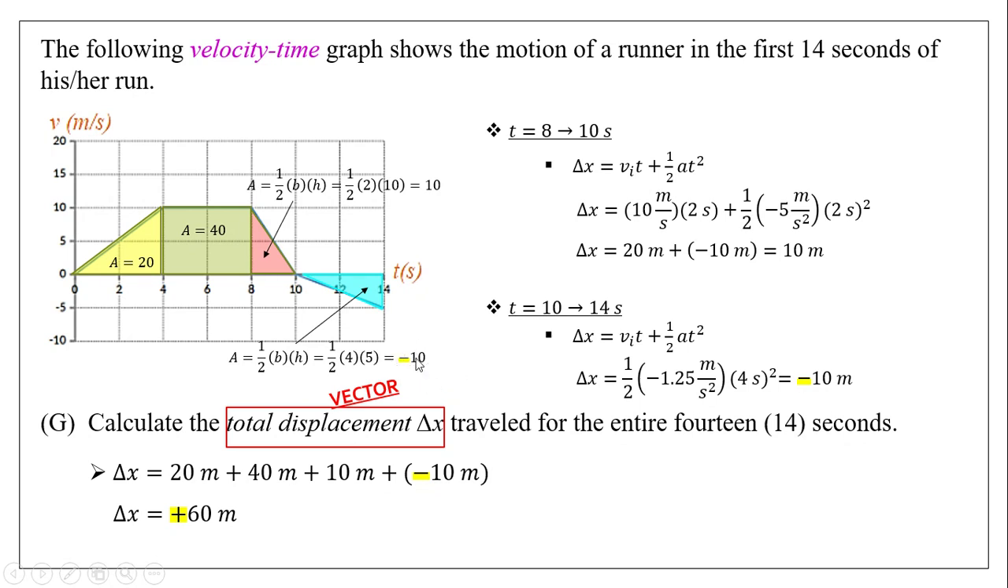Okay, so you just have to differentiate between distance versus displacement. Distance, you add up all the areas because you cannot have negative distance. Displacement is a vector, so you can have negative displacement. So differentiate between distance and displacement.